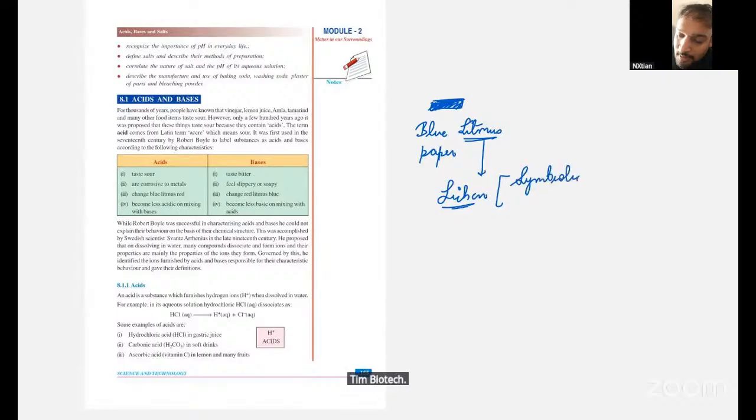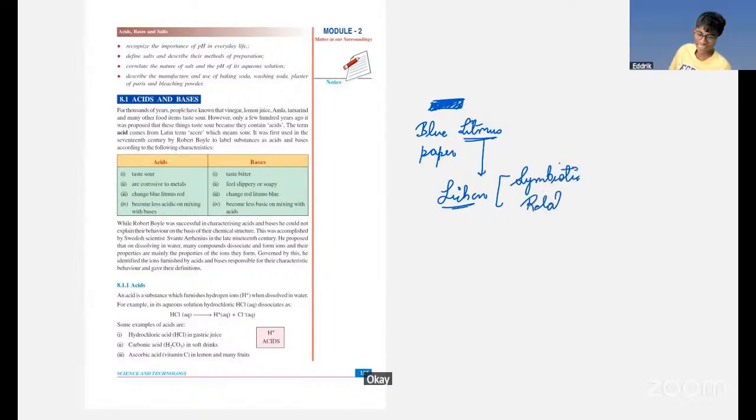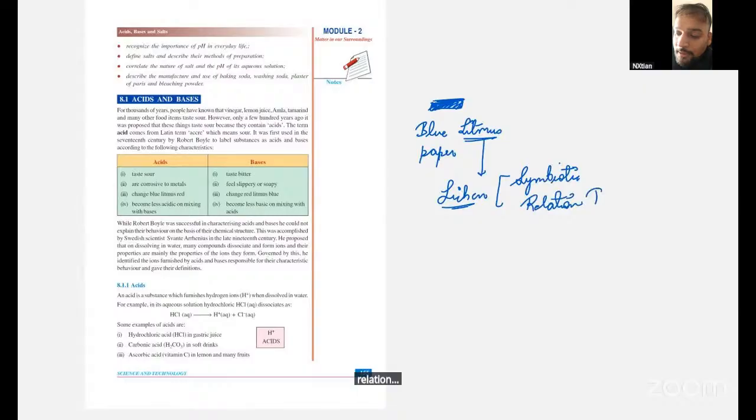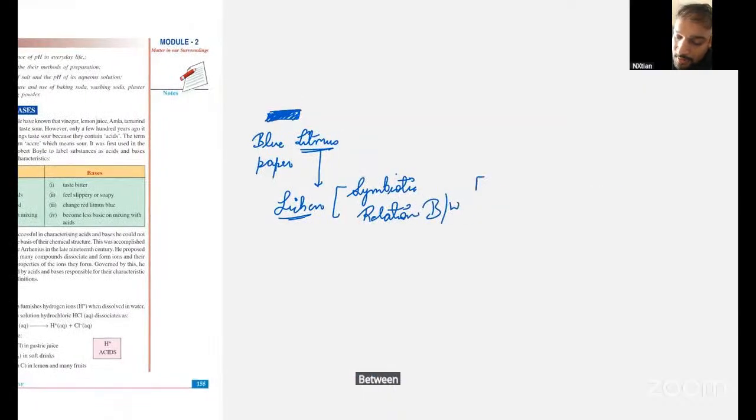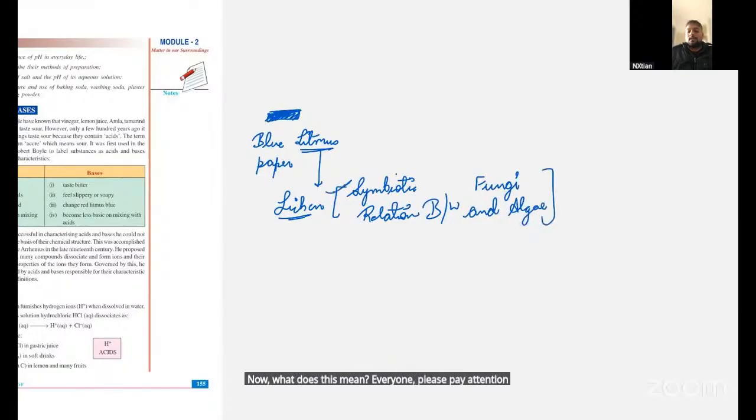Symbiotic relation between fungi and algae. Now, what does this mean? Everyone, please pay attention. The symbiotic relationship is the relationship between the fungi and algae. Fungi will provide water and nutrients to the algae. Algae will prepare food, and both will live together.